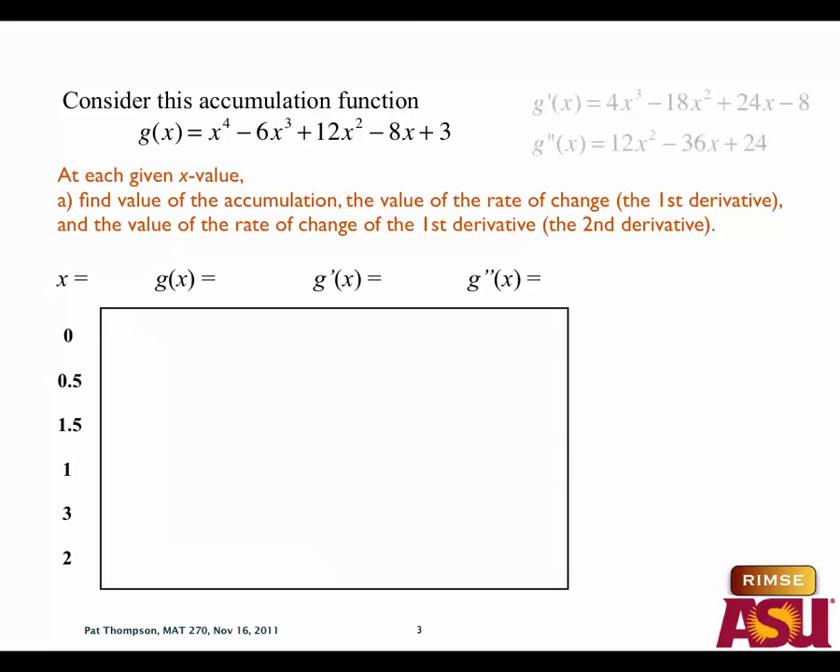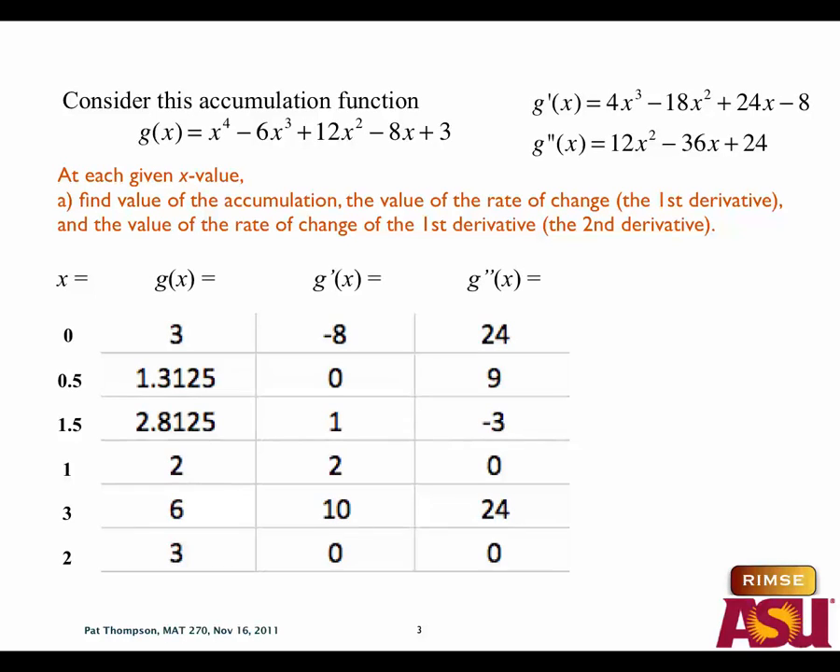Okay, so we had this example last time. We were looking at this function g of x, and we were investigating all the values of the function and both of its derivatives at these x values. And we came up with this table. So let's look particularly at x equals 0.5. What is happening to the accumulation at x equals 0.5 based on these numbers? 1.3, 125, 0, and 9.